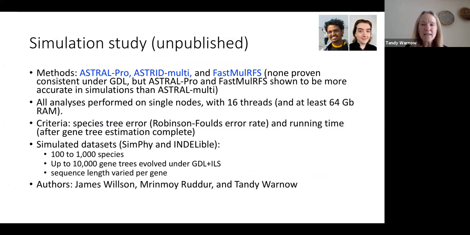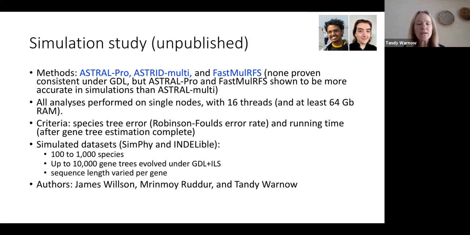We looked at data sets with 100 to 1,000 species, up to 10,000 genes. Every gene evolves with gene duplication and loss and incomplete lineage sorting. And we vary the sequence length per gene so we can look at gene tree estimation error and see how it impacts things. And we compare ASTRAL-Pro, ASTRID-Multi, and FastMulRFS. And I just want to remind you that none of these are actually proven statistically consistent under gene duplication and loss, but all of them have been shown to be better than ASTRAL-Multi, except that ASTRID-Multi hasn't been compared to ASTRAL-Multi.